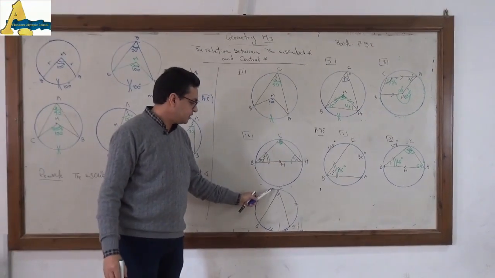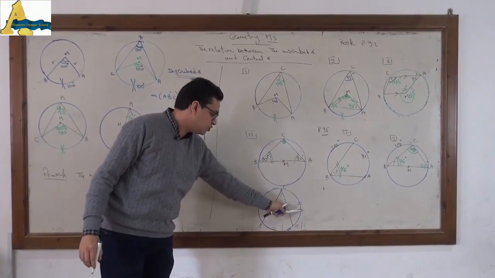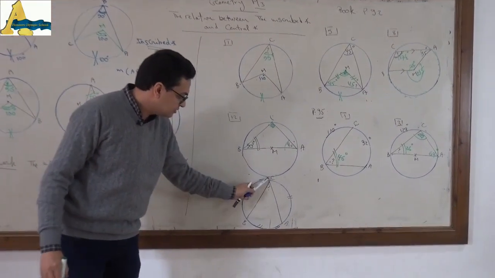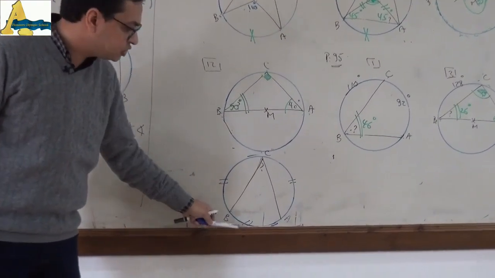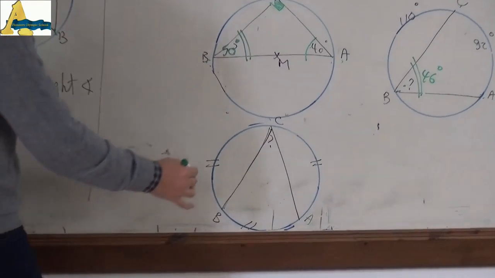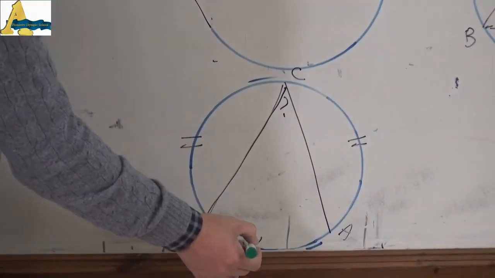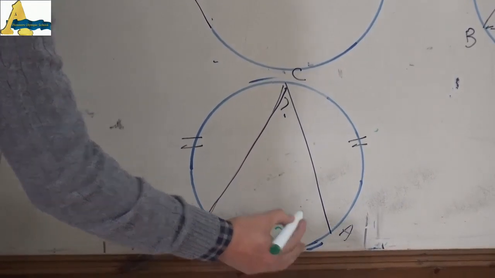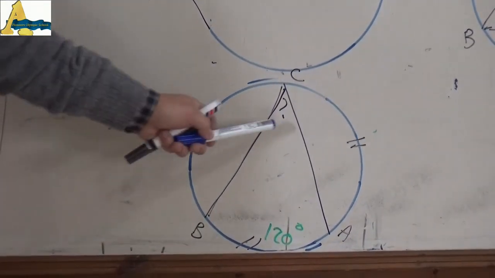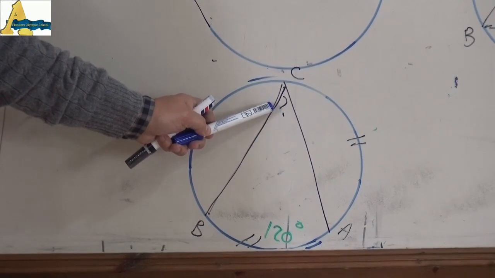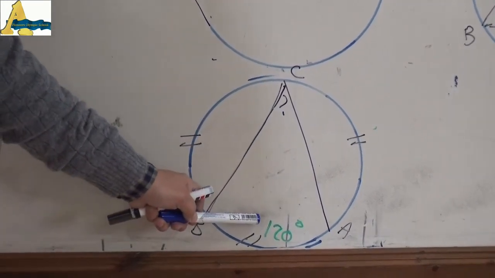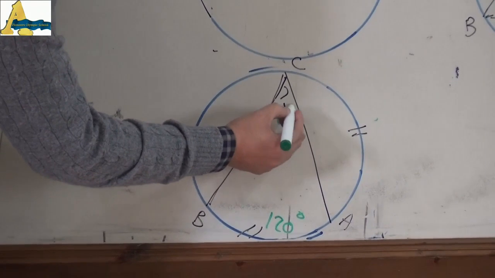Page 95. In this example, there are 3 equal arcs. Arc AC equals arc CB equals arc AB. The measure of the whole circle is 360 degrees divided by 3 equal parts, so each part equals 120 degrees. So this inscribed angle is half its subtended arc, so it equals 60 degrees.